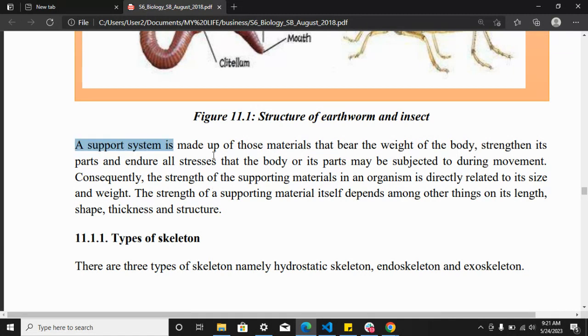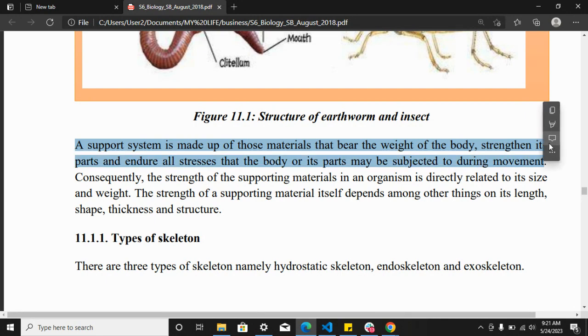So any support system which is made up of a material called a bone or a cartilage, ifite ubushobozi bwo kubearinga cyangwa guterura the weight of the body and strengthen the parts of the body, kandi nanone ikabasha kwinduringa the stress, iyo ngiyo tuyifata as the skeleton. Bavuga yuko it's a system made up of materials which can bear the weight of the body, strengthen the body and endure all stresses that act upon the body and which can be subjected to stress ushobora kubona muri movement.